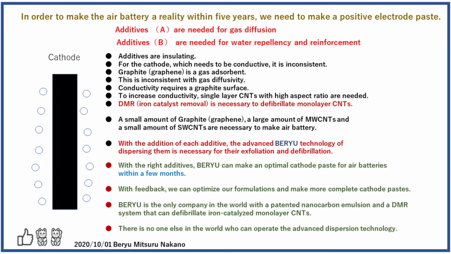positive electrode paste. Additives A are needed for gas diffusion. Additives B are needed for water repellency and reinforcement. Additives are insulating. For the cathode, which needs to be conductive, it is inconsistent. Graphite, graphene, is a gas adsorbent. This is inconsistent with gas diffusivity. Conductivity requires a graphite surface.